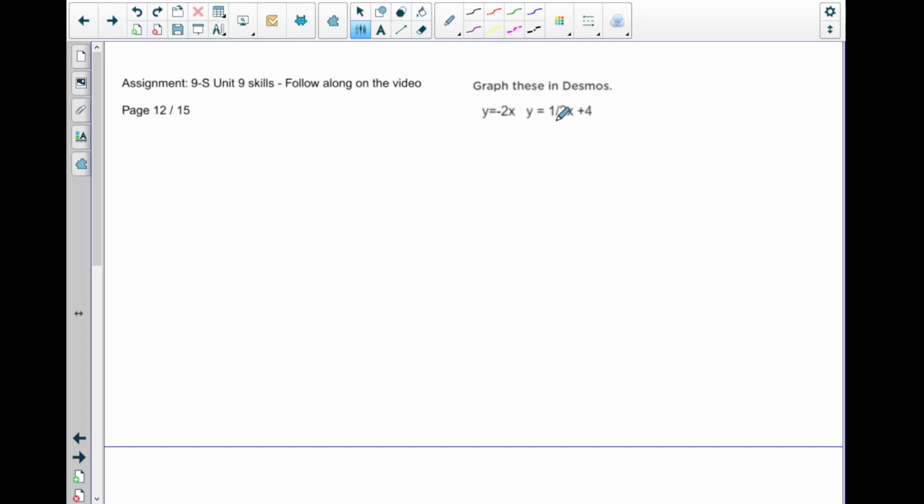Graph these two in Desmos. So I'm not going to go over that in this lesson here, really. I'm really trying to teach you all the different skills. All you got to do in Desmos, and I'm sure you've done it, is you go in, you type in this, and then you type this in, and you can see the graphs. Okay, so I'm going to leave that out of the video.